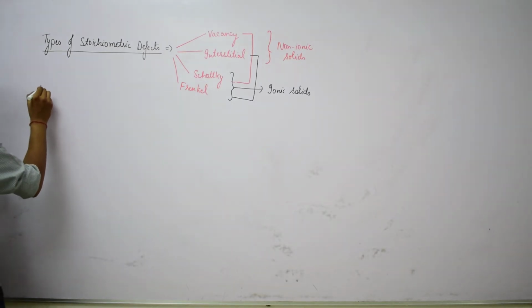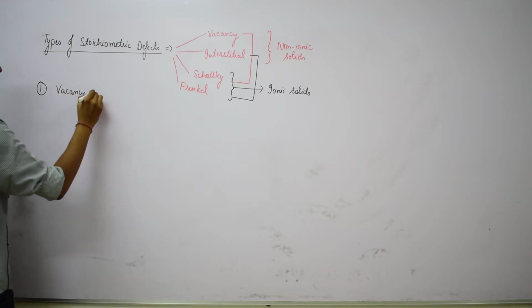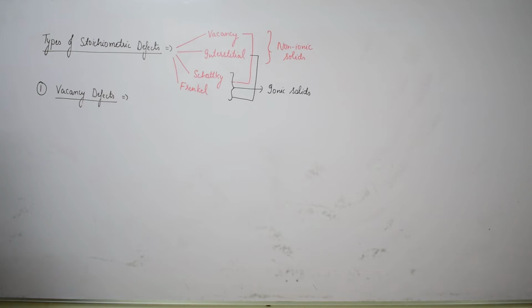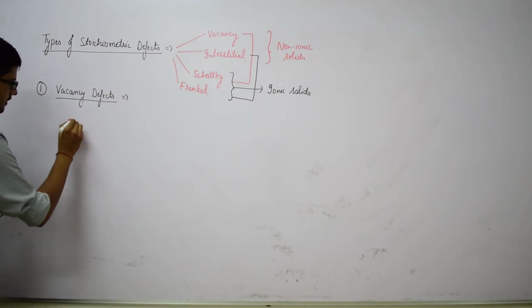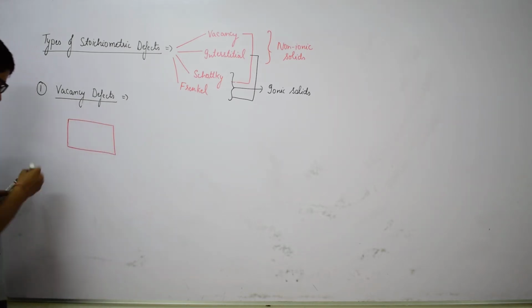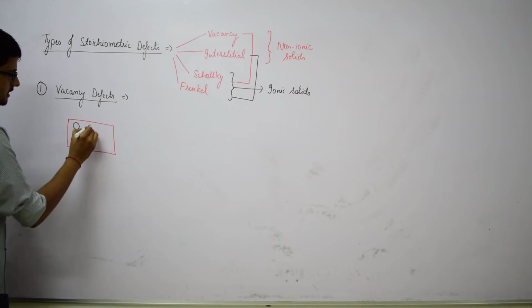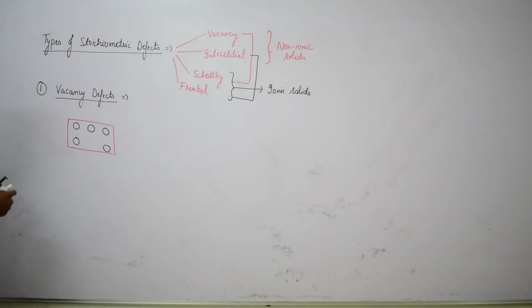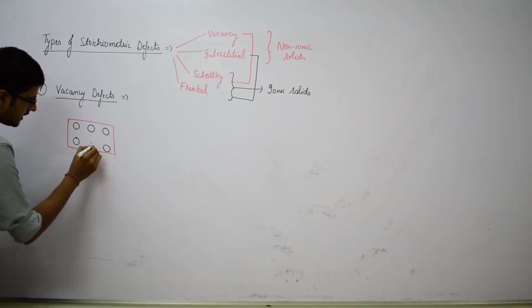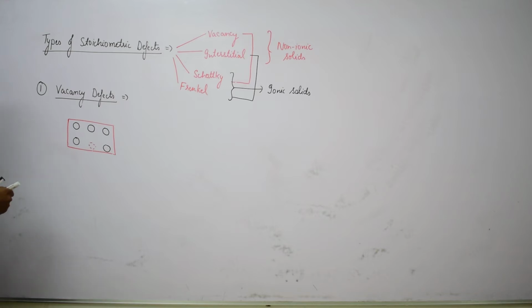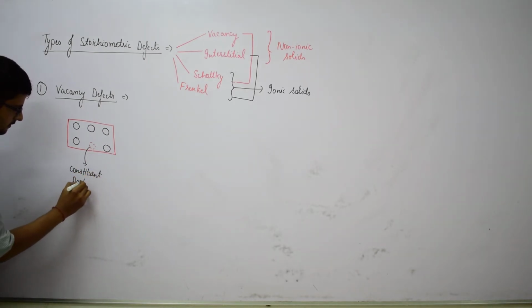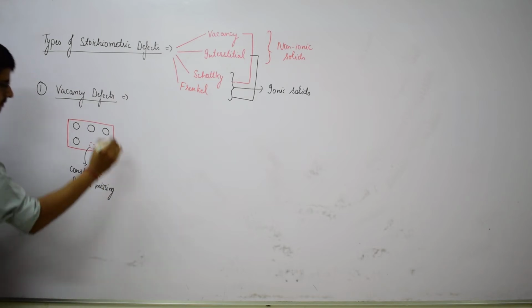So, let us start from the first one, that is vacancy defect. What is vacancy defect? Vacancy defect means that if this is a solid and these are the constituent particles, one of the constituent particles is missing from its lattice site.